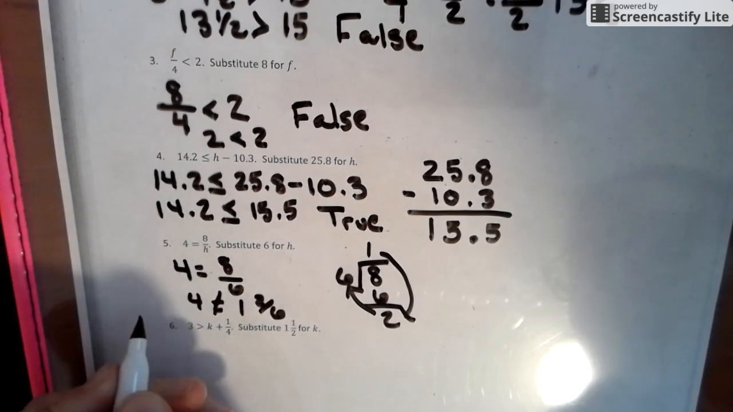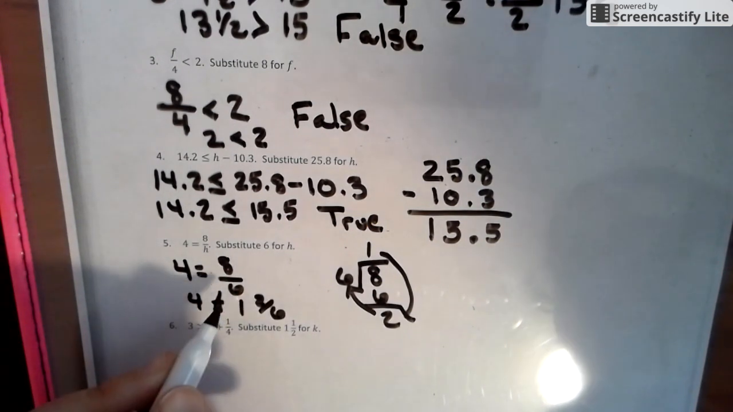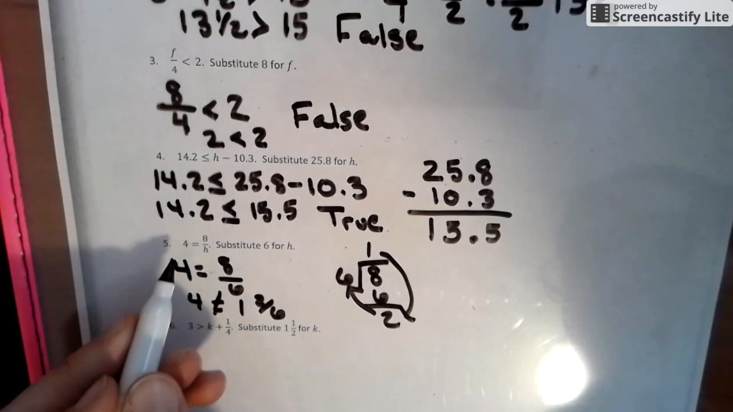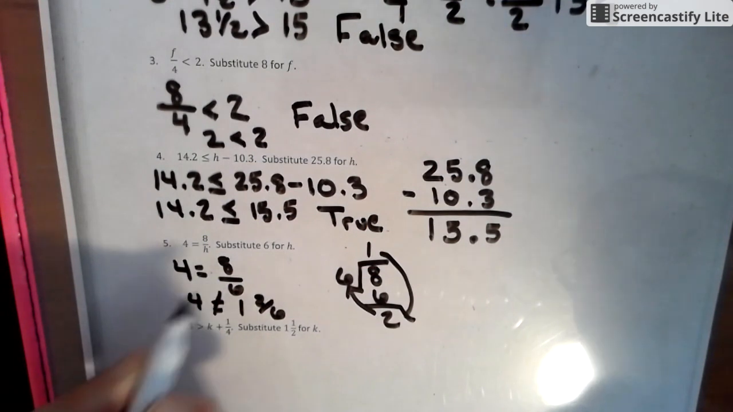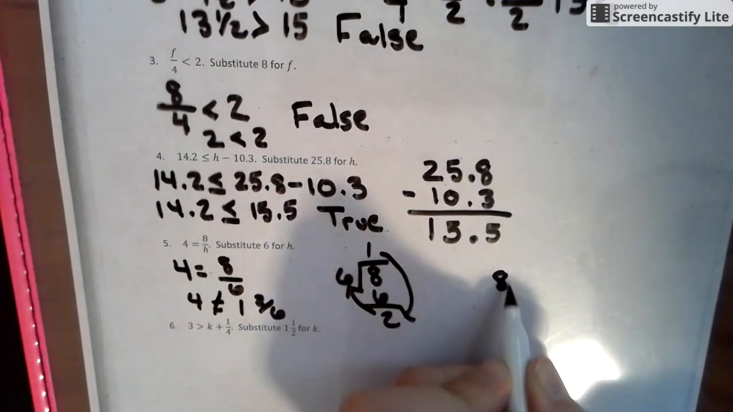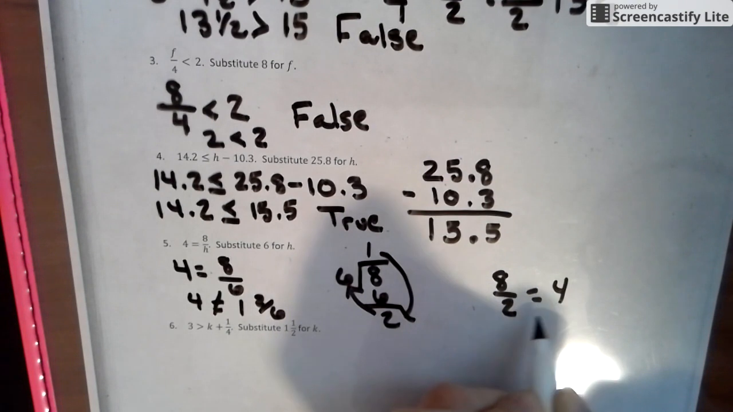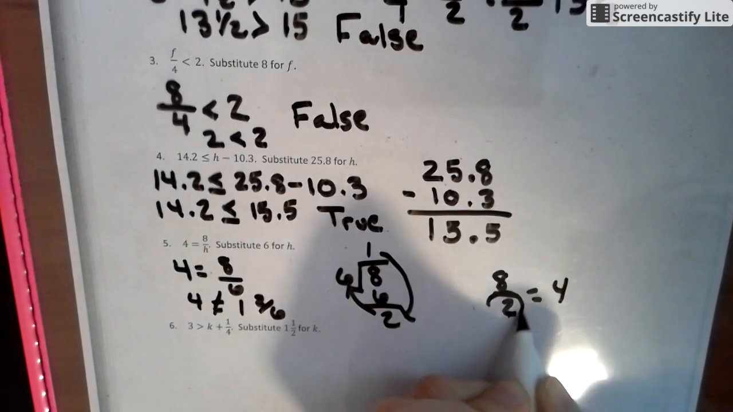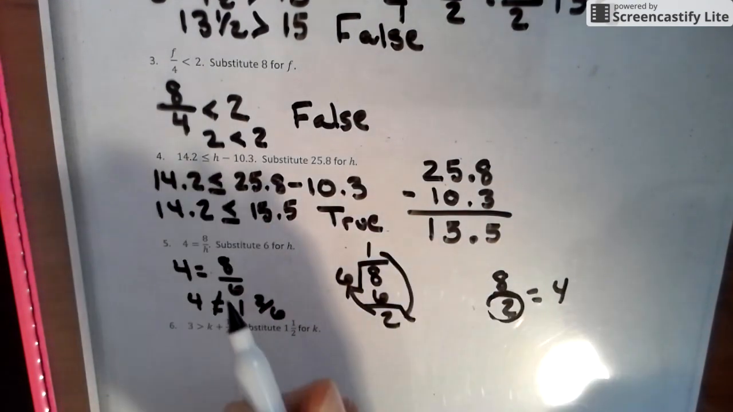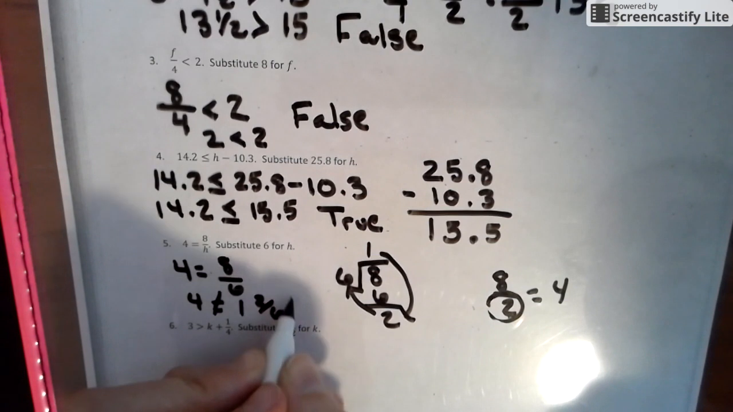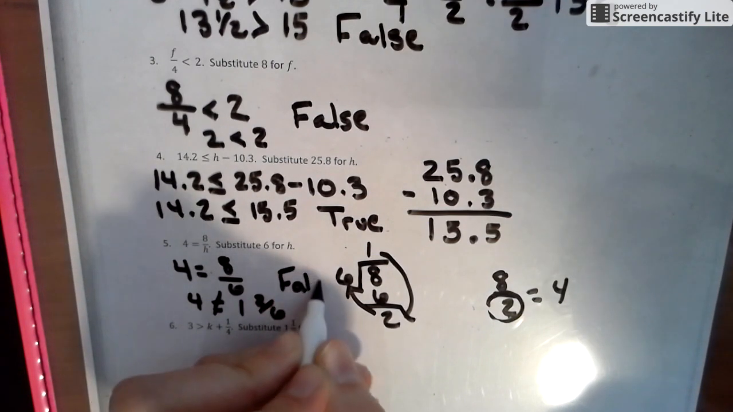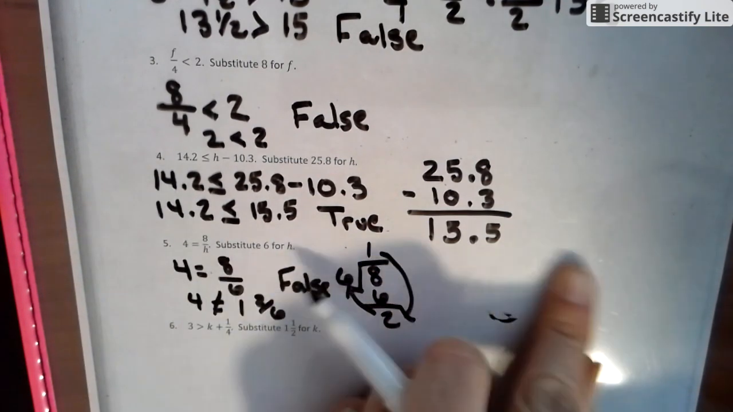So that's a no-no. So what would h have to be? h would have to be 2, because if we look at it, 8 over 2 would equal 4. That would be what would hold it true for that number. So we're basically saying, is this true or false? This is obviously a false statement.